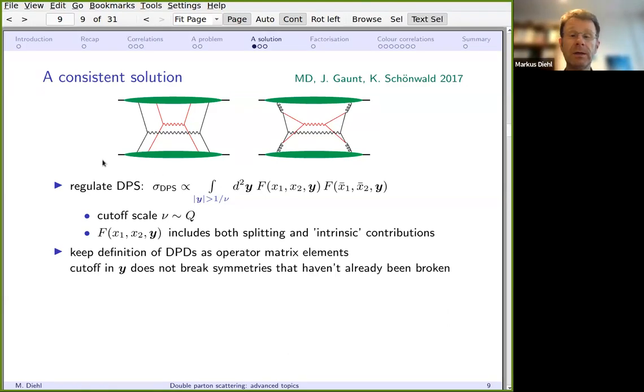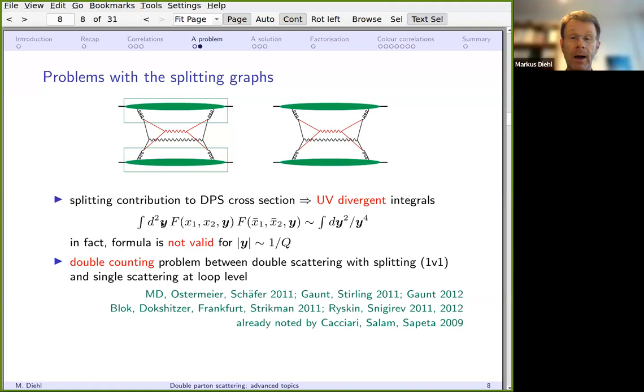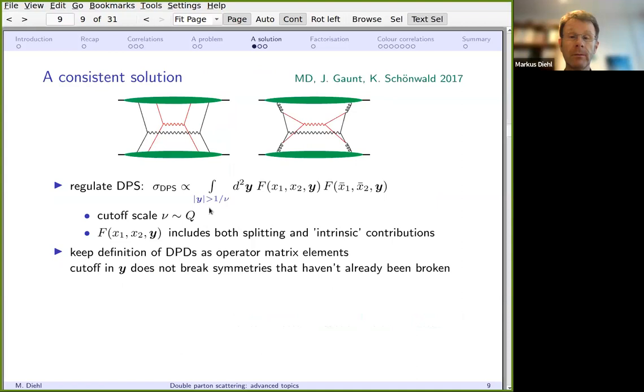First of all, we need a double parton scattering cross-section that's finite. And I can tell you, we hesitated long before we wrote this down, because in a sense, it looks too easy. I argued you shouldn't use this formula if y gets of the order 1 over Q. So you can cure that by saying, well, I put a cutoff here on the y integration from below. And the cutoff scale, if I write it as a momentum scale, should be of order of the hard scale Q. Or if you have two hard scales, you should take the smaller of the two hard scales.